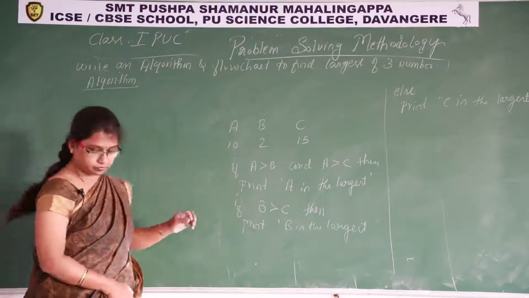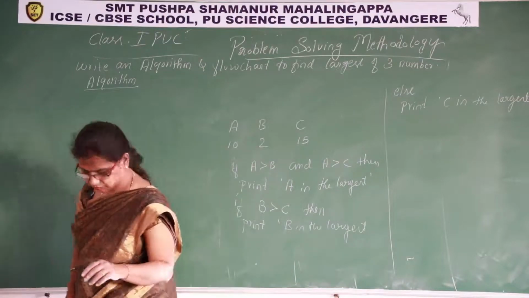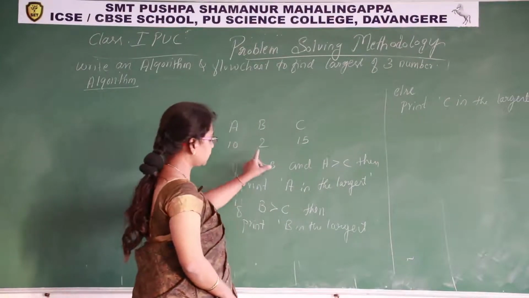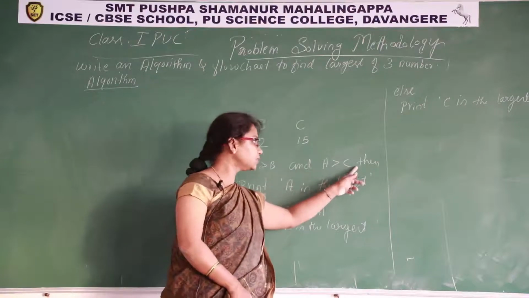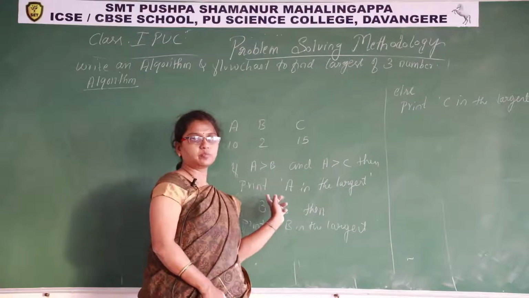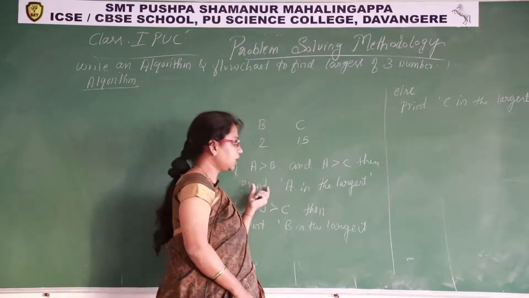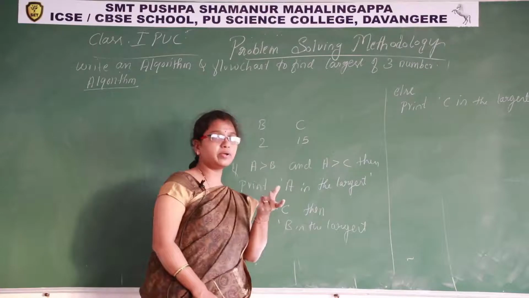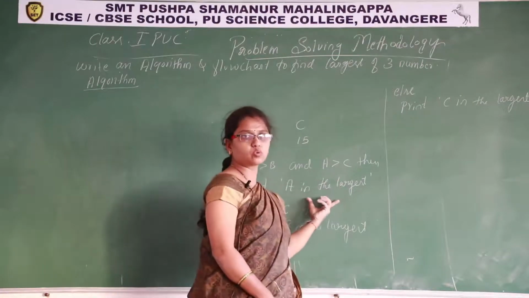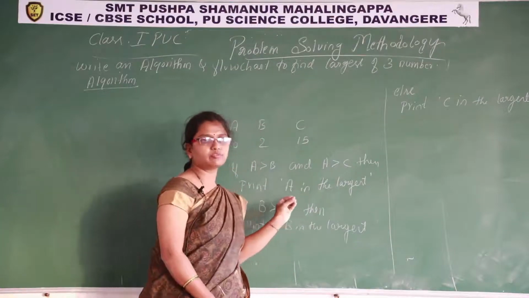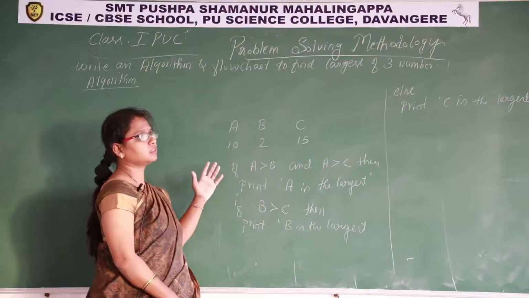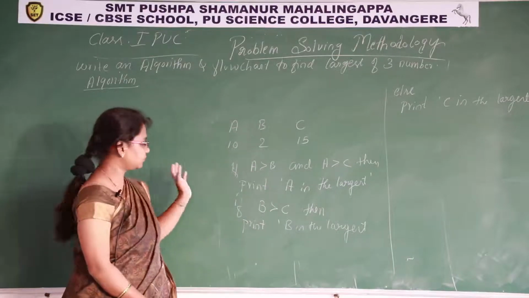How? If this condition is satisfied, then we must write print. You have to write the word print, and the statement you want to display on the screen should be written within quotes, single quotes. These are the minimum rules you need to follow while writing an algorithm. It is not as strict as a program.